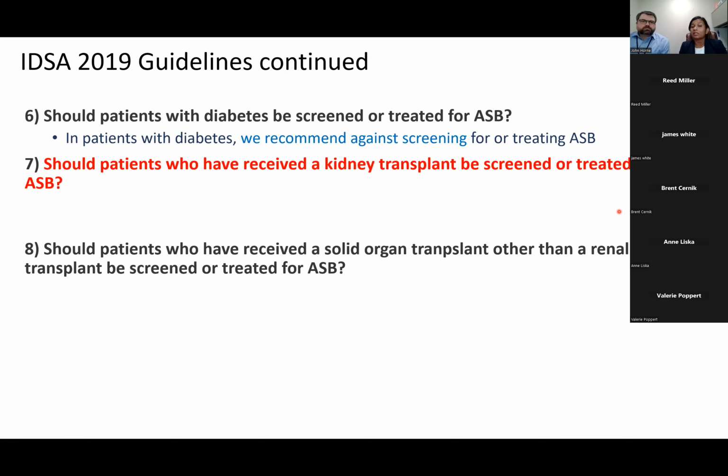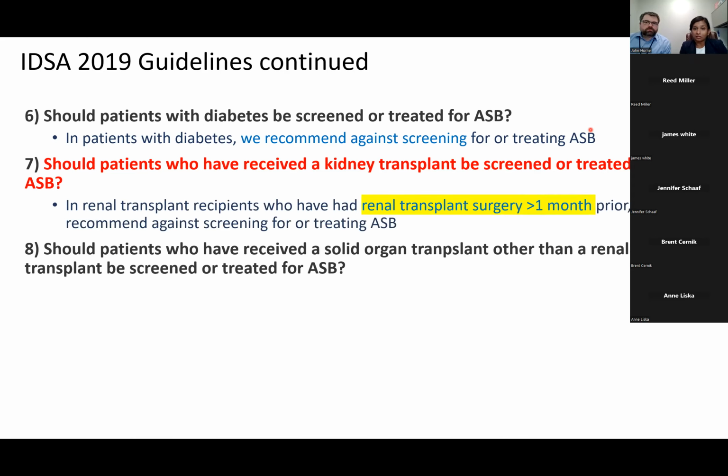In patients with diabetes, we recommend against screening for asymptomatic bacteriuria. And should patients who have received a kidney transplant be screened or treated? This is important to know. The current recommendation is that in renal transplant recipients who had surgery greater than 1 month prior, we recommend against screening. What that means is if it's less than 1 month after the transplant, you could screen and treat, but if it's more than 1 month, you don't need to screen anymore. So that first 30 days after kidney transplant is important. You could screen and treat, but not after.